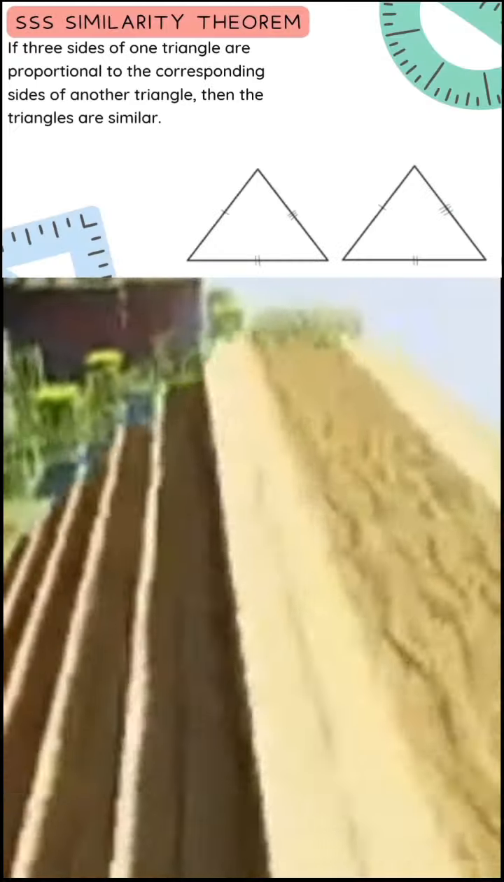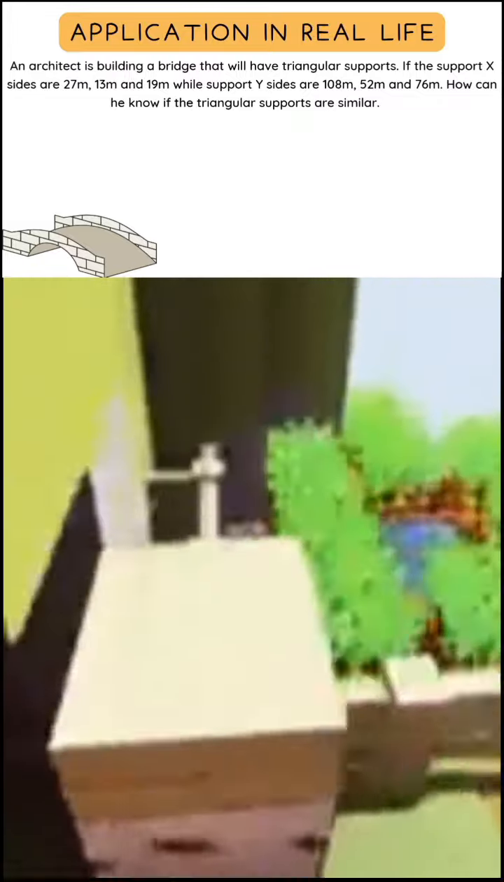SSS similarity theorem. If three sides of one triangle are proportional to the corresponding sides of another triangle, then the triangles are similar. As shown in the example, an application of this in real life is an architect is building a bridge that will have triangular support. If the support X sides are 27 meters, 13 meters and 19 meters, while support Y sides are 108 meters, 52 meters and 76 meters. To solve it, first create the diagram of it. Since support X cannot be simplified but support Y can, and they have a common factor of 4, we would simplify it. After simplifying it would equal 27, 13 and 19, which is proportional to support X. This means support X and support Y are similar.